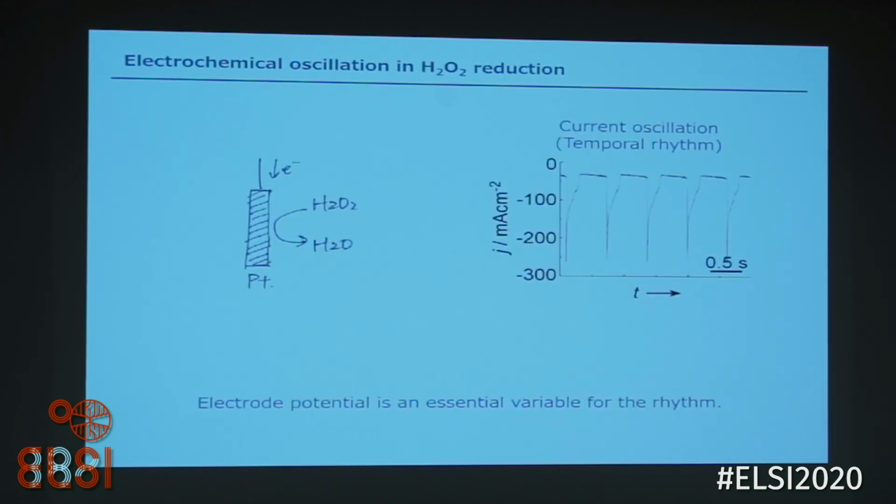Today, I'd like to talk about a system in which electrochemistry plays an essential role for the appearance of oscillation. This is an example of the reaction of hydrogen peroxide reduction to water on platinum. Here you can see that the current density exhibits rhythms. But this oscillation can appear only when electrochemistry is used. When some reductant is used for hydrogen peroxide reduction, no oscillation appears. That means electrochemistry plays an essential role in it.